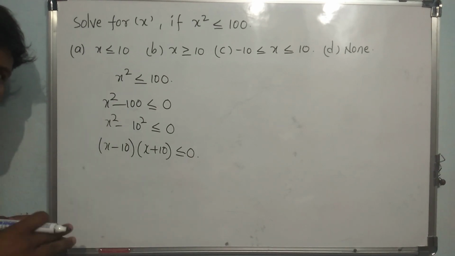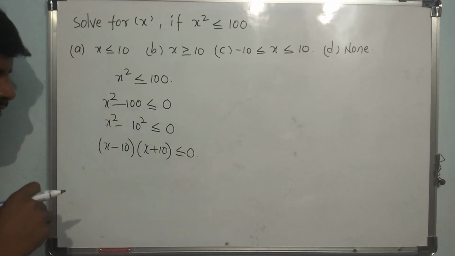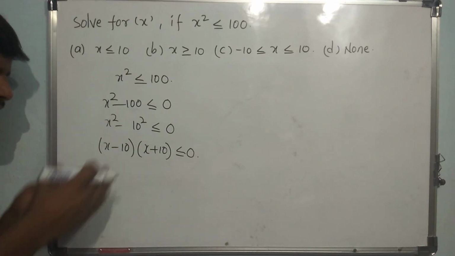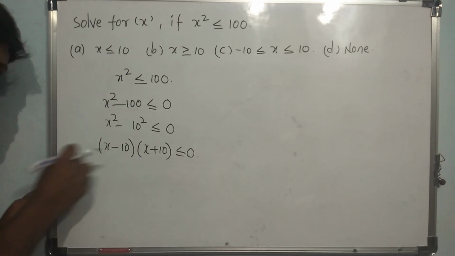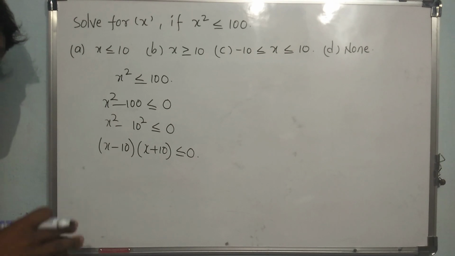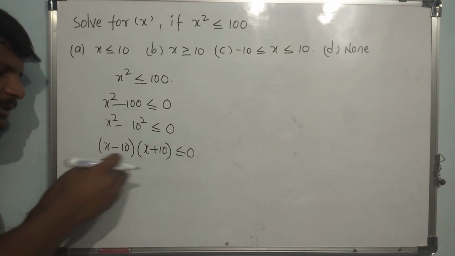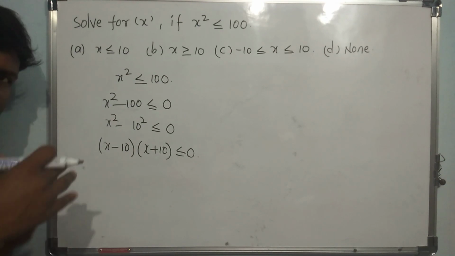Got it. Now you want x values so that this product should be less than or equal to 0. Less than or equal to 0 indicates what? Negative. This product should be negative for what values of x? That is what it says. See, in this product I have two terms. One is x minus 10, one more is x plus 10. After I multiply these two, I need to get a negative number. And when is this possible?